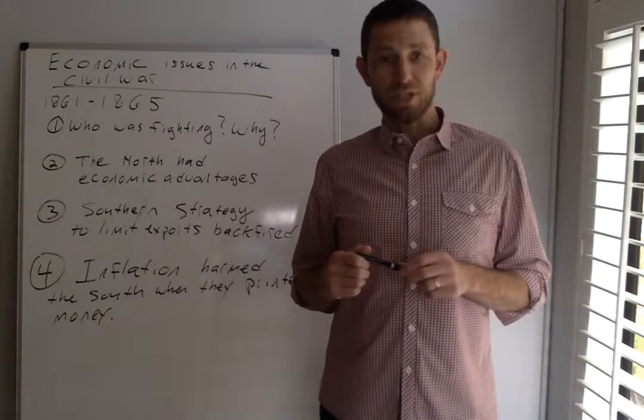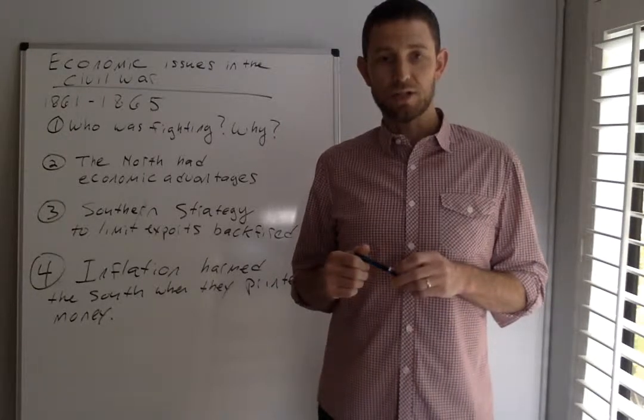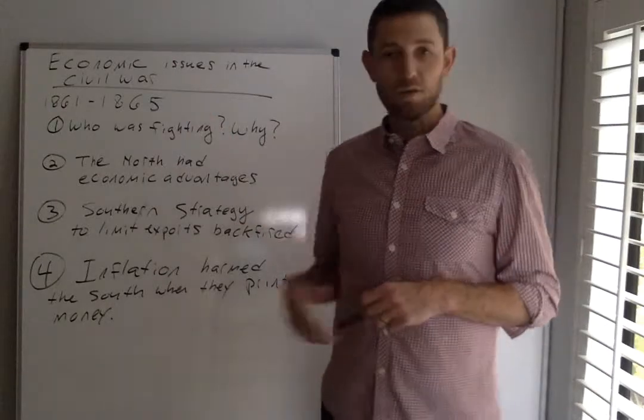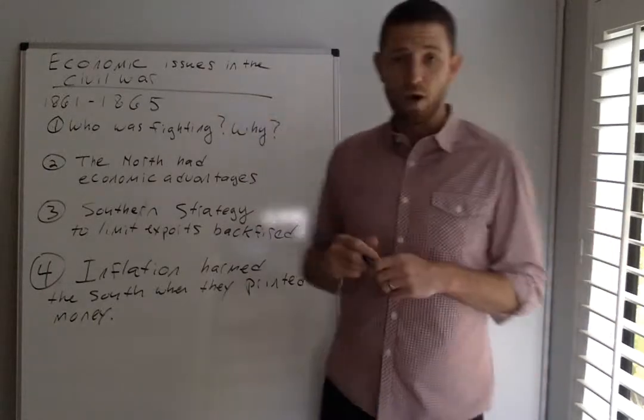Fourth, I want to talk about inflation that took place in the Confederacy, the southern part of the country. And so there you go, our four learning goals for today. All right, let's jump in. Number one, what was happening here?